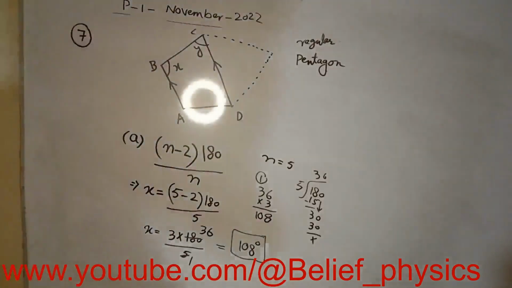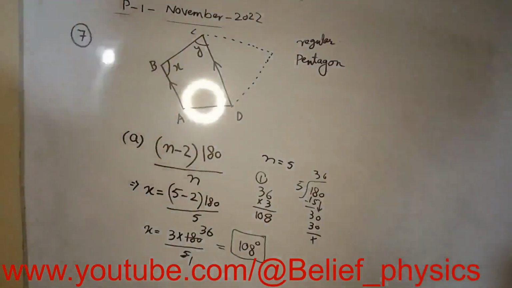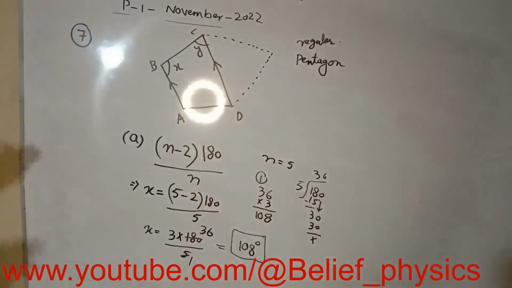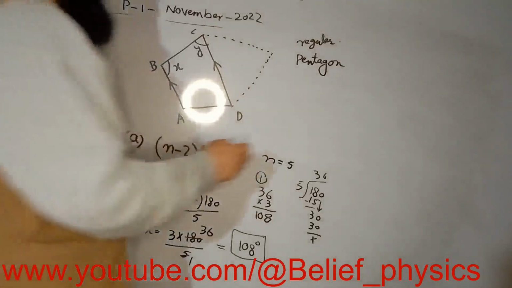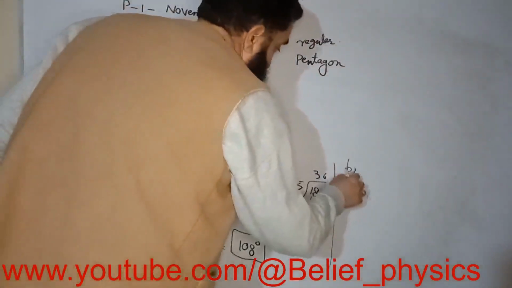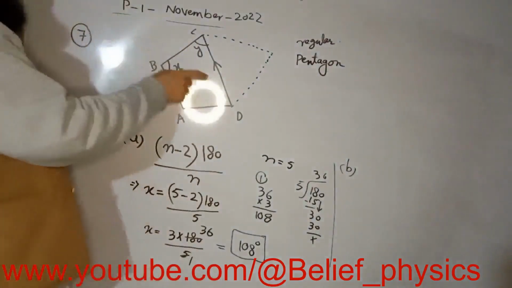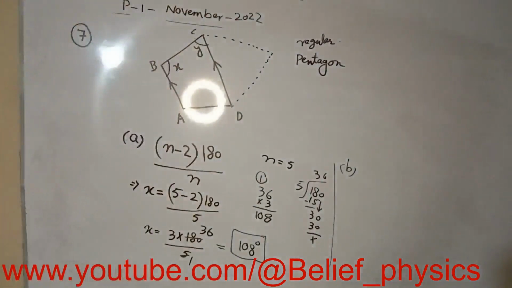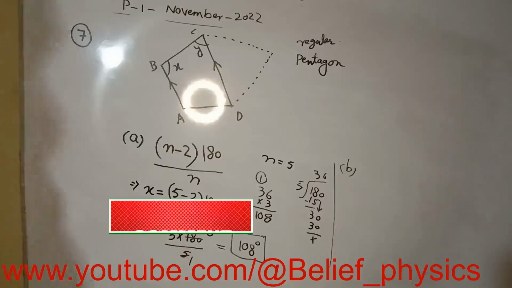So we have found x, which is the interior angle of a regular pentagon. Now it is as easy as ABC to calculate Y, because we know that these two lines are parallel lines, and x and y are the interior angles of two parallel lines, and we know that the interior angles of two parallel lines are supplementary, or in other words their sum is 180.